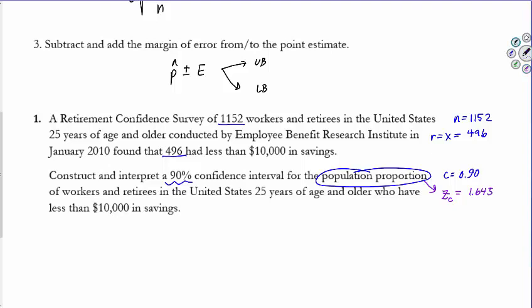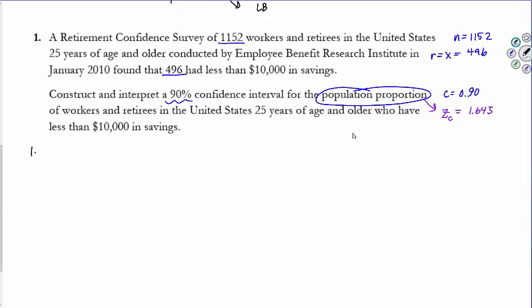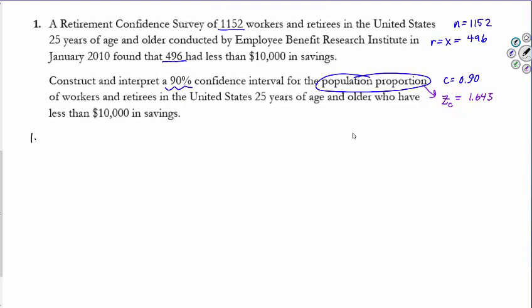So there are the three steps. First step, find the point estimate. What's the best guess we have for the proportion of people that have less than 10,000 in savings? That is p hat, which is x over n. And in this case, from these numbers, that's 496 out of 1,152. That number is 0.430556, or approximately 0.430 to 3 decimal places.